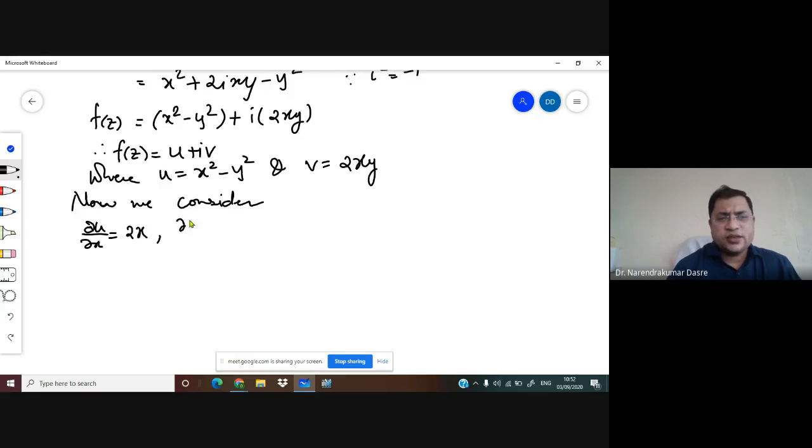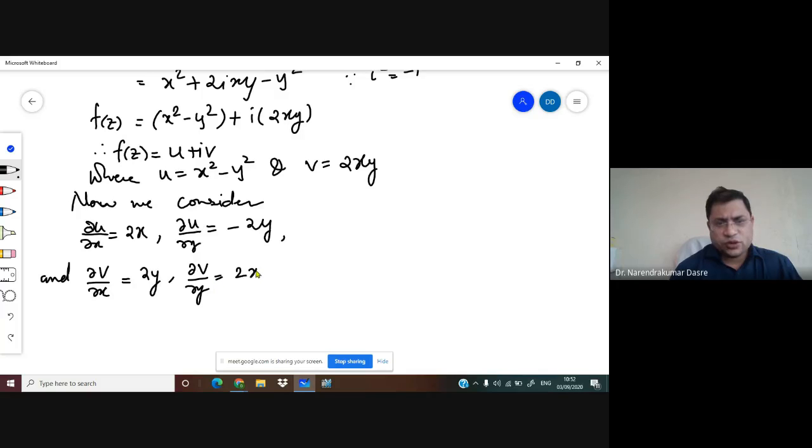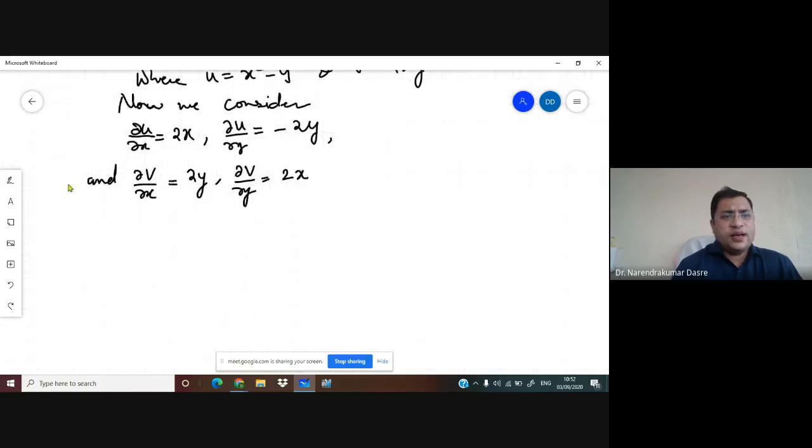So ∂u/∂x will be 2x, then ∂u/∂y is going to be minus 2y. Then I have to find the derivative of v with respect to x and y. So ∂v/∂x is going to be 2y, and ∂v/∂y is going to be 2x. Okay. Now once I have these derivatives, you can see this term and this term are going to be the same.